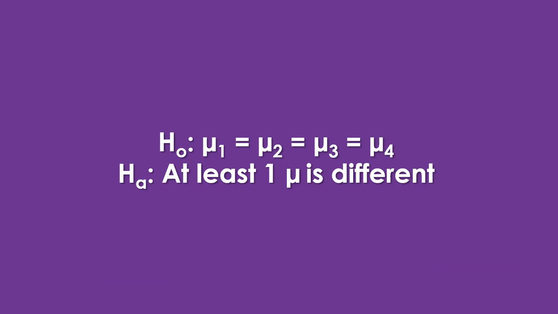For the ANOVA, our null is always that the means are equal. Mean 1 equal mean 2 equal mean 3 equal mean 4. And the alternative is always that at least one mean is different. The ANOVA will not directly tell us which mean is different if it's significant. We'll have to do a post hoc, a subsequent test to find out that.